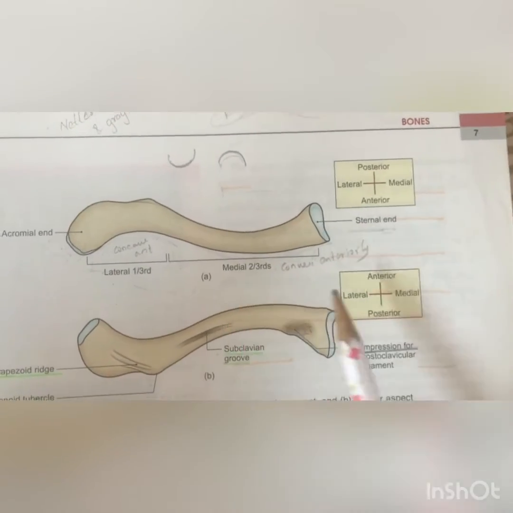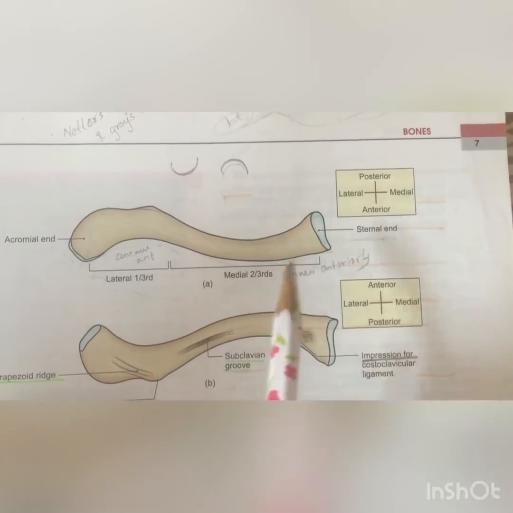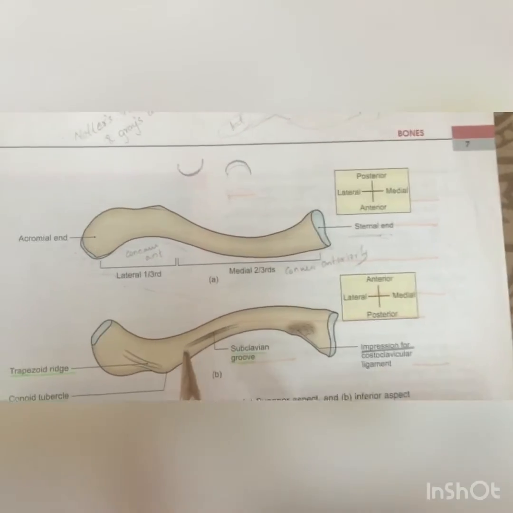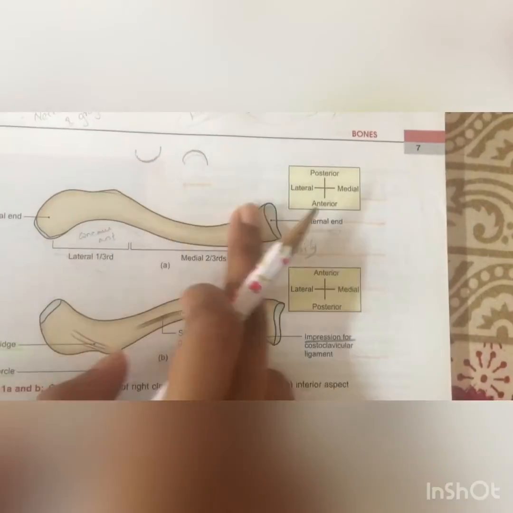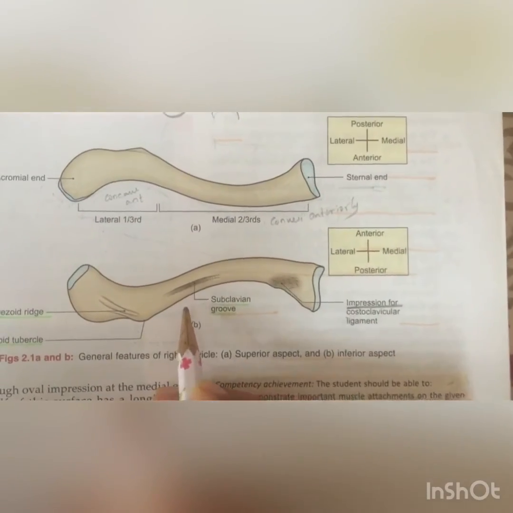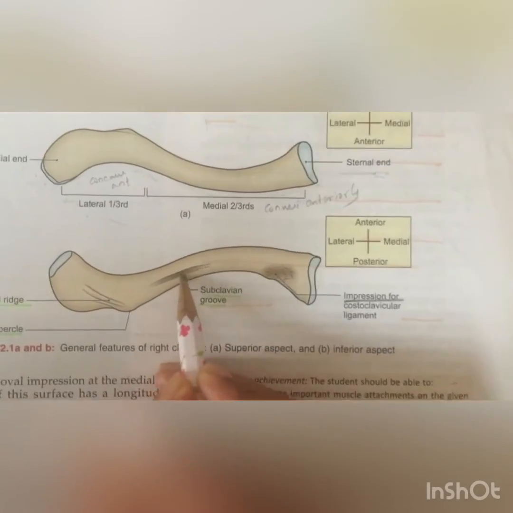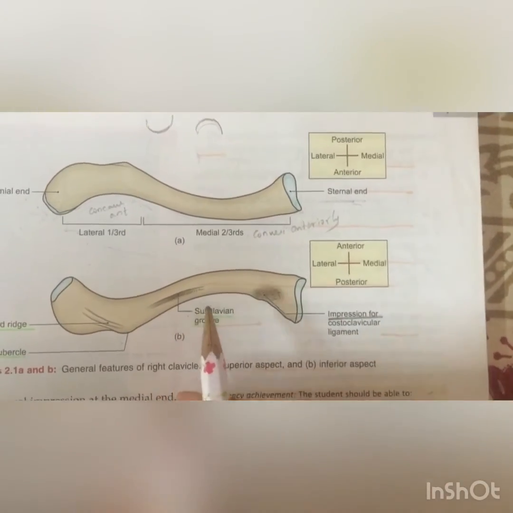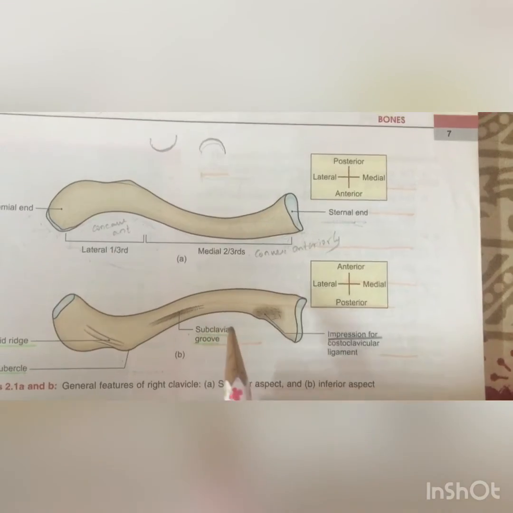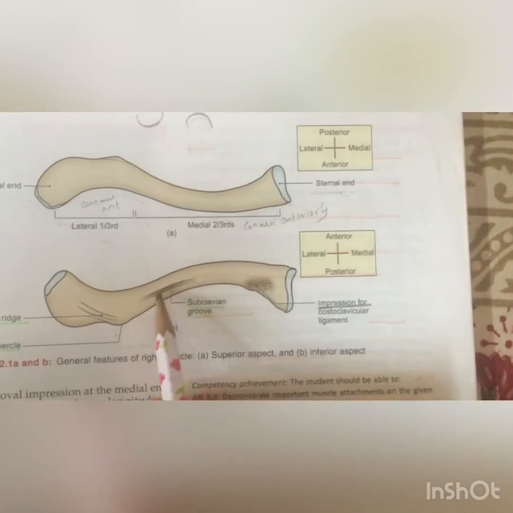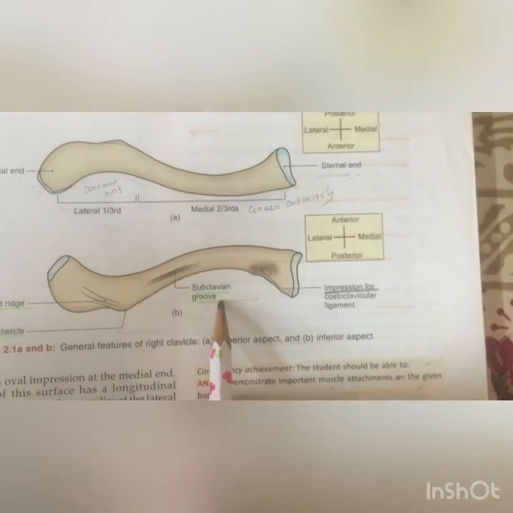Next we need to find the inferior and superior surfaces. This is the inferior and this is the superior. How can we distinguish these two? In the inferior surface there is a groove. You can see here there is a groove. The inferior surface is grooved longitudinally in its medial one-third. In the medial one-third there is the subclavian groove.